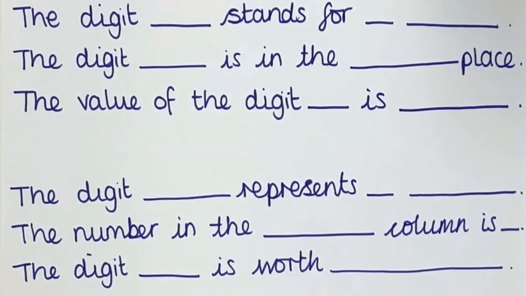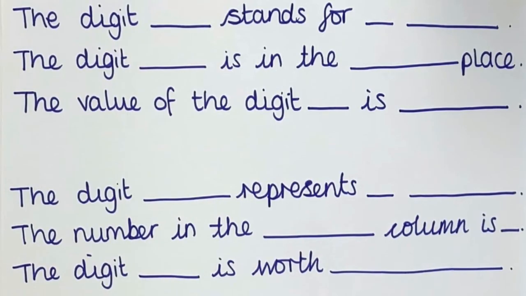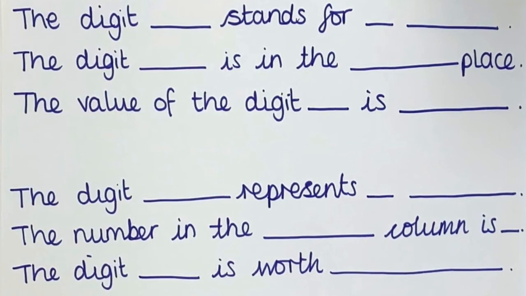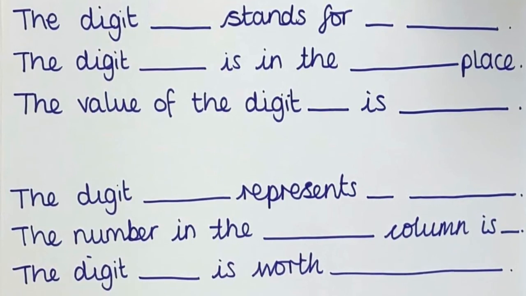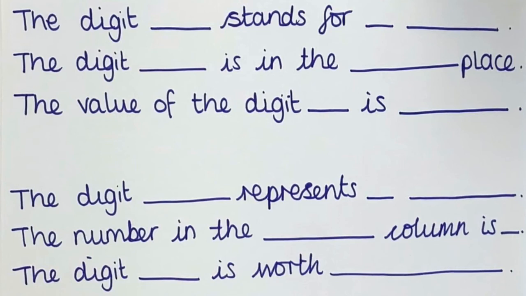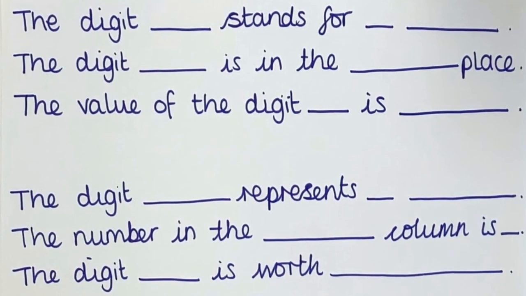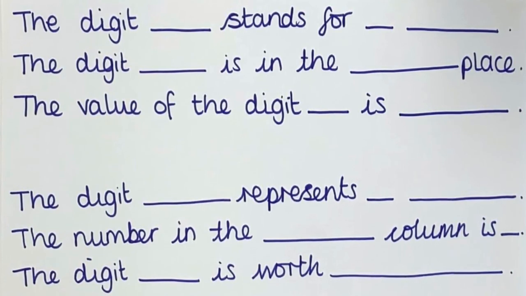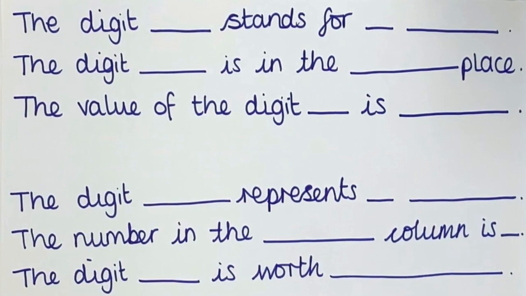So here are your blank stem sentences. What I would like you to do is generate a 5-digit number, choose one of the digits and fill in the gaps to create 3 sentences about that digit, and then do the same with one of the other digits in the number using the 3 sentences at the bottom.